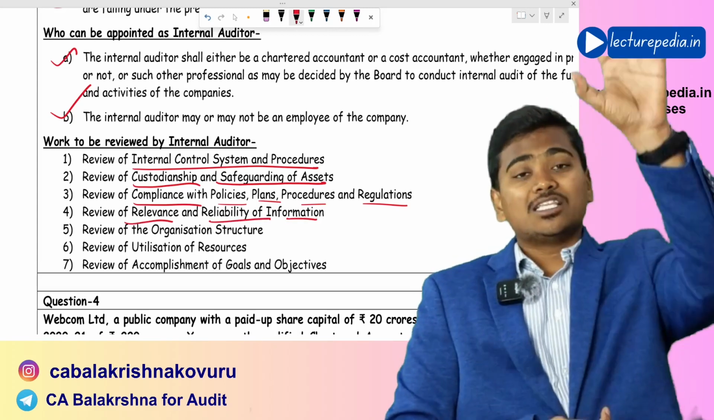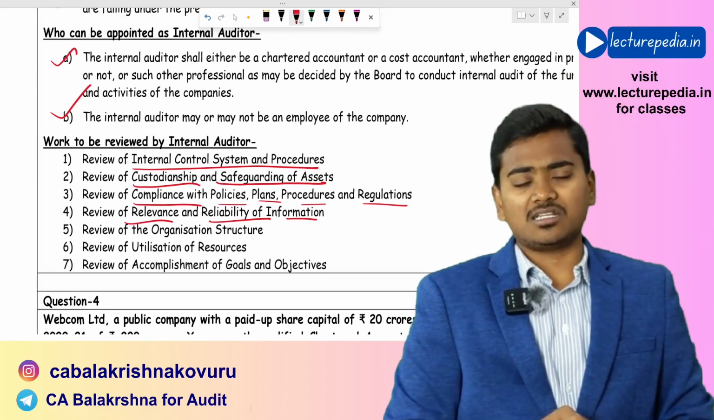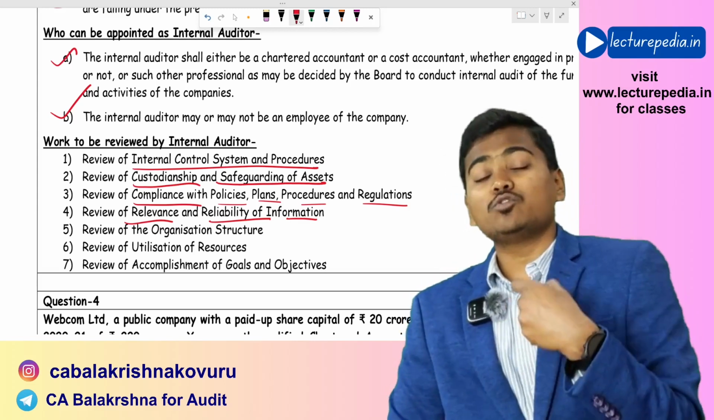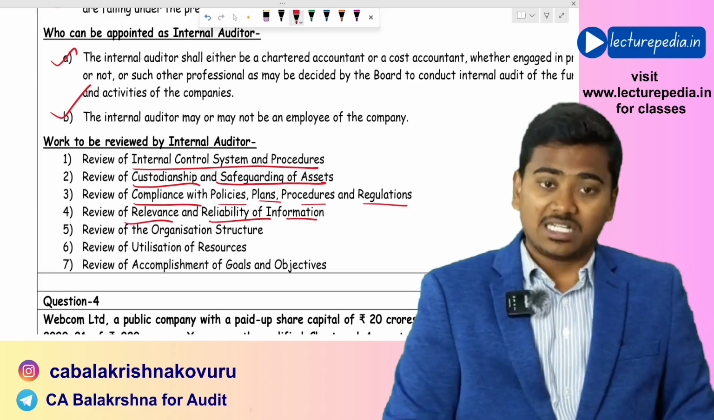He will also check the organization structure. There is a separate question with respect to this organization structure: how the internal auditor will review the organization structure. Regarding this, there is a question that we will be discussing.